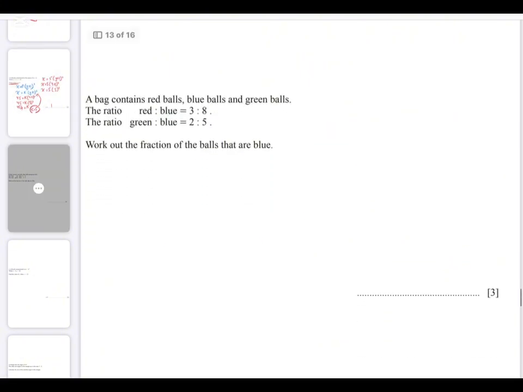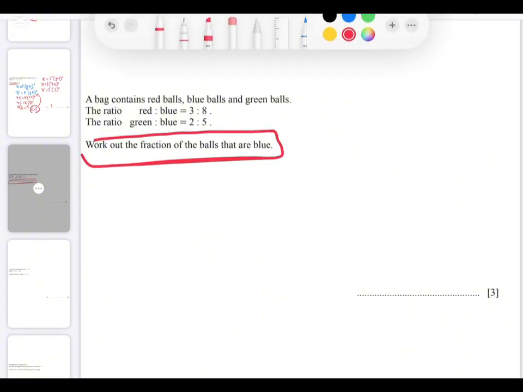Okay, interesting question. How to solve this one? A bag contains red, blue and green balls. The ratio of red to blue is 3 to 8 and the ratio of green to blue is 2 to 5. Work out the fraction of the balls that are green. We have to find out the fraction that are green. Sorry, that are blue. I'm sorry, that are blue.